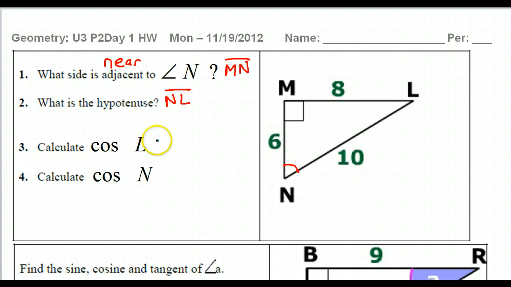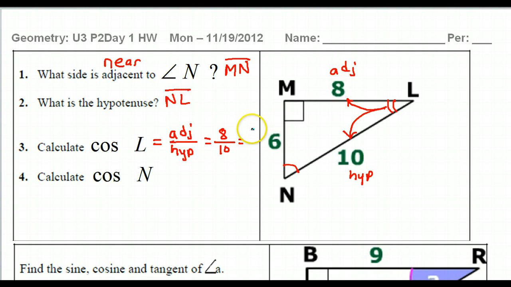Calculate the cosine of L. Well, remember that the cosine is adjacent over hypotenuse. The adjacent leg, that is, over the hypotenuse. So that means the cosine of L, if I'm looking at angle L now, then from that perspective, 8 is adjacent, and 10, of course, is the hypotenuse from the perspective of L. So that's going to be 8 over 10, which reduces down to 4/5.